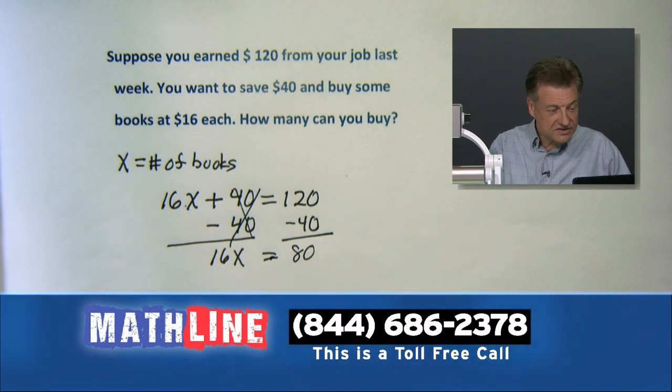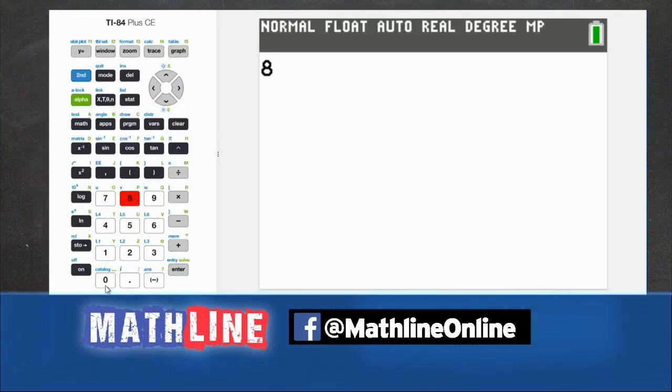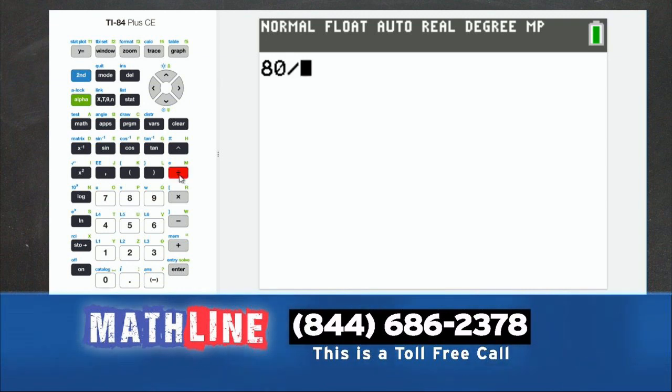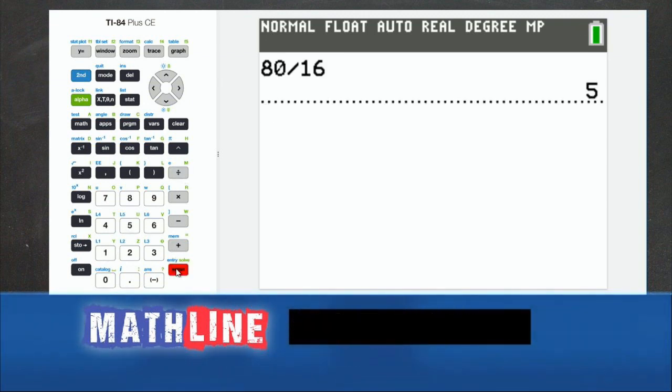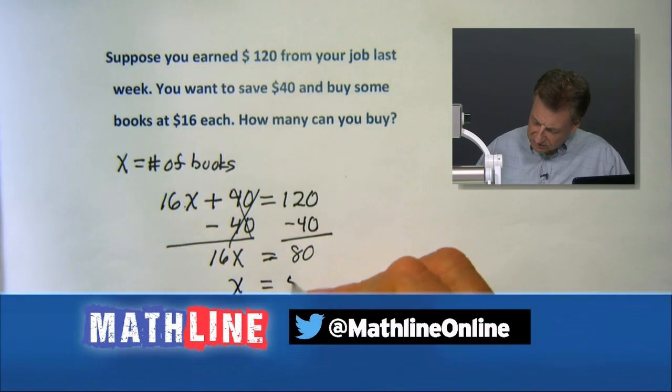Now, just a second here, let's see where we're going to go. Calculator sounds like a good idea on this. It's not a most difficult division, but let's see what happens. 80, and we will divide by 16. And that should give us, ooh, that did come out nice. Thank you. It gives us 5 books.